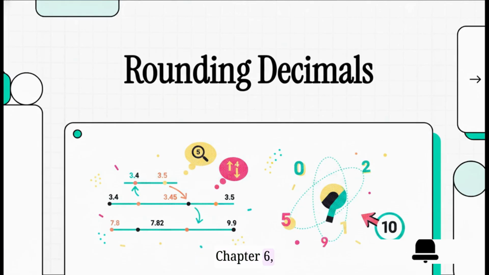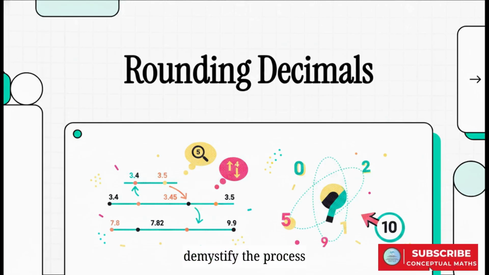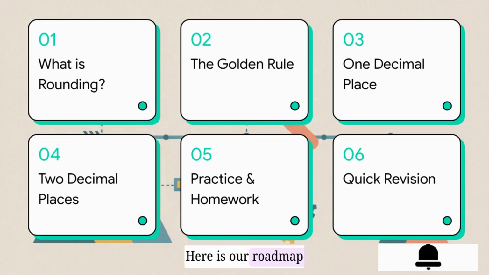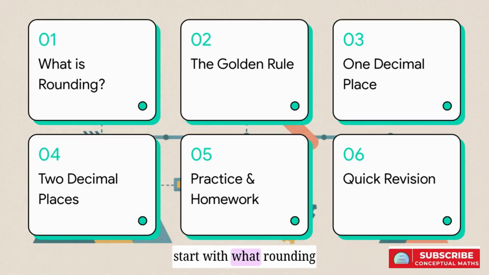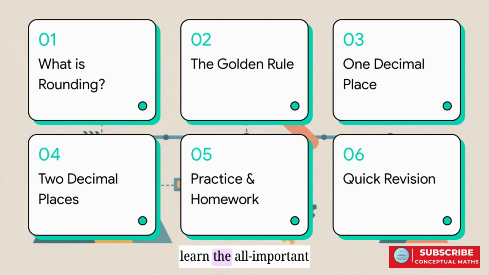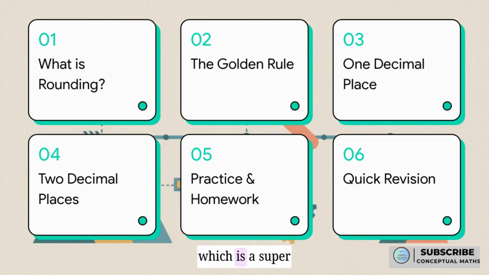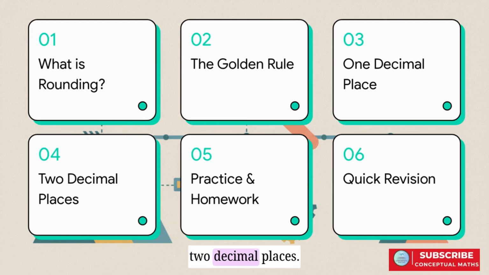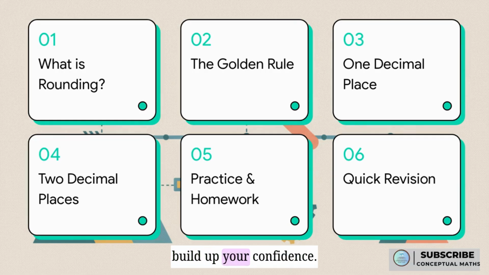Today we're diving into Chapter 6, Lesson 8 of Oxford Mathematics Class 5, and we're going to completely demystify the process of rounding decimals. Here is our roadmap for today. We'll start with what rounding actually is, learn the all-important golden rule, which is a super easy trick to remember by the way, and then apply it to 1 and 2 decimal places. We'll finish up with plenty of practice and homework to build up your confidence.